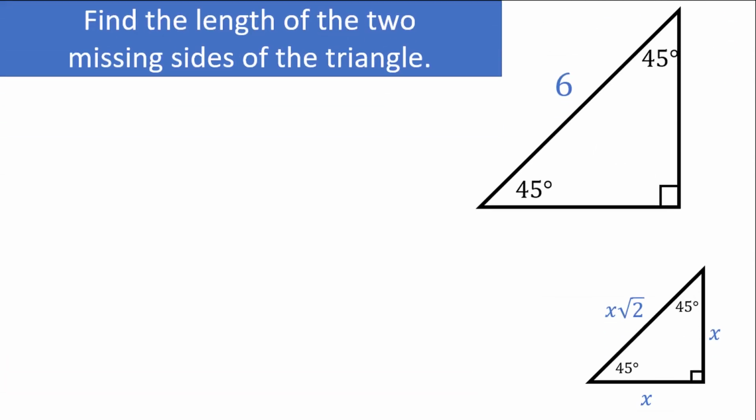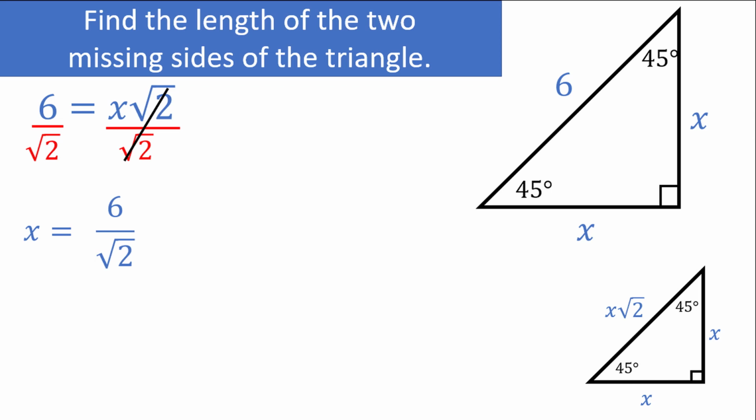Let's try another one. This one is a bit trickier because we already know the hypotenuse and need to solve for the two legs. As this is a 45, 45, 90 degree triangle, the length of each of the legs should be the same, so let's label them both as x. We also know that the length of the hypotenuse must be x times the square root of 2, so let's set up an equation. The hypotenuse of 6 must be equal to x times the square root of 2. If we divide both sides by the square root of 2, we get that x is equal to 6 over the square root of 2.